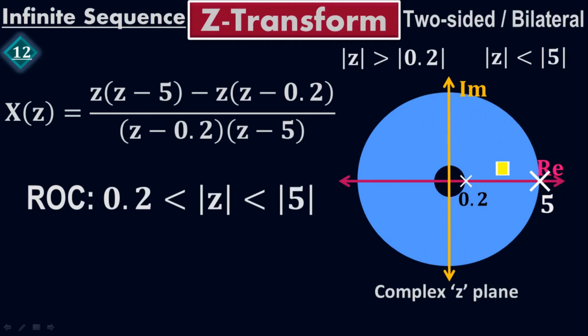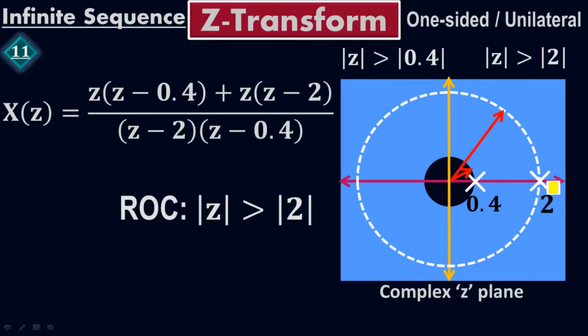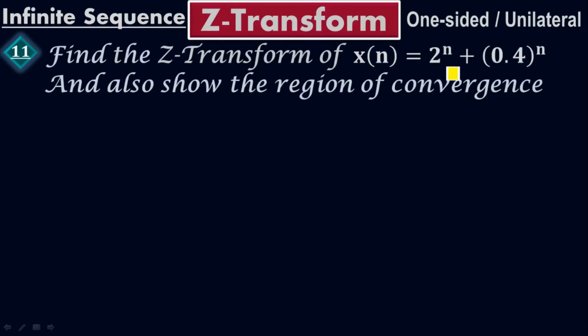We are pretty much familiar with what kind of region of convergence we put for the two-sided z transform. If you remember, last time for the region of convergence we were taking the longer radius, which is 2, not 0.4. So the modulus of z must be greater than 2. This was the region of convergence. It happens only when we have the addition of two one-sided sequences.